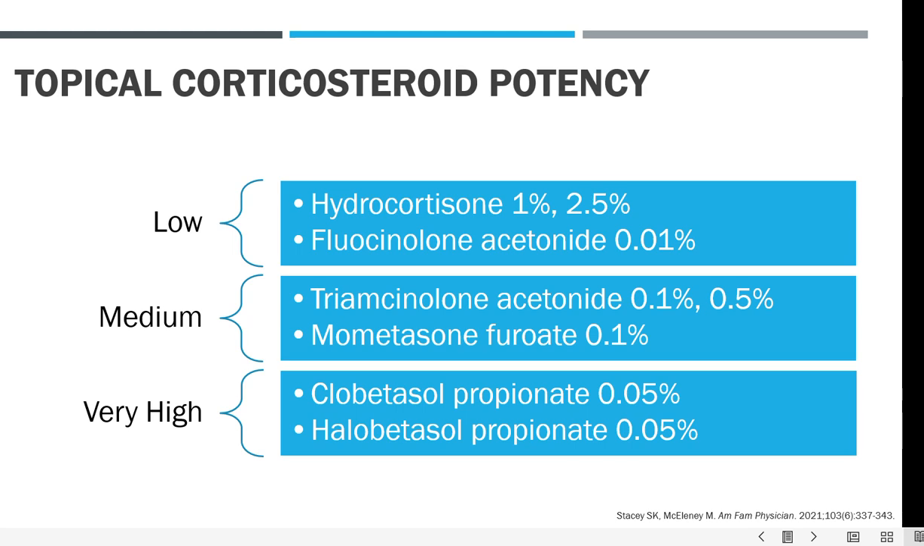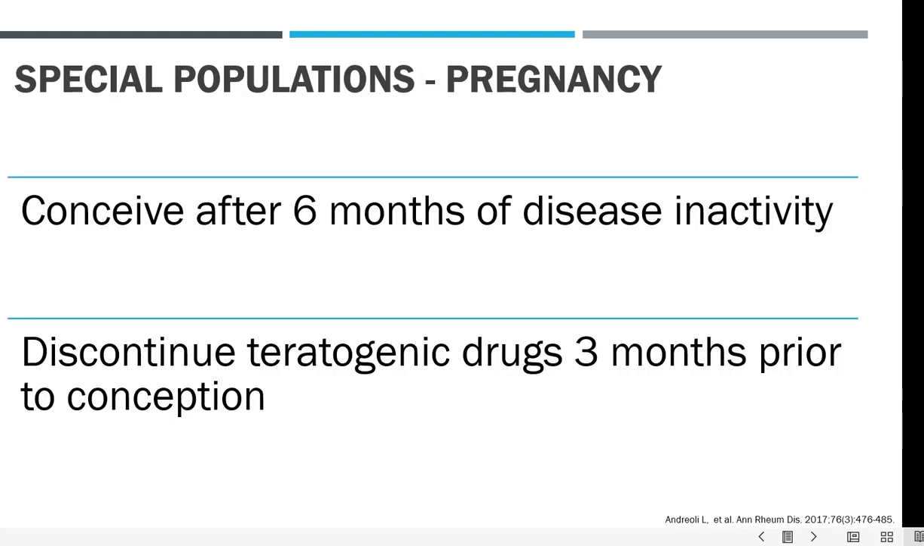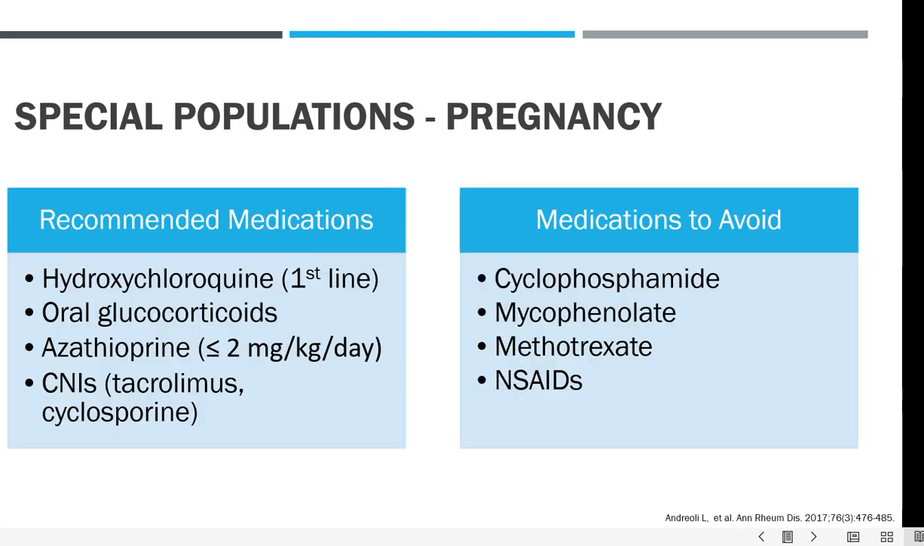Thinking about recommended medications as well as medications to avoid. Hydroxychloroquine remains our first line, as well as our oral glucocorticoids, azathioprine and CNIs. Some of the medications that we'll be avoiding are cyclophosphamide, mycophenolate, methotrexate, and NSAIDs. So as pharmacists, we can work to manage some of these medications or switch patients' therapies if they are wanting to do some family planning.